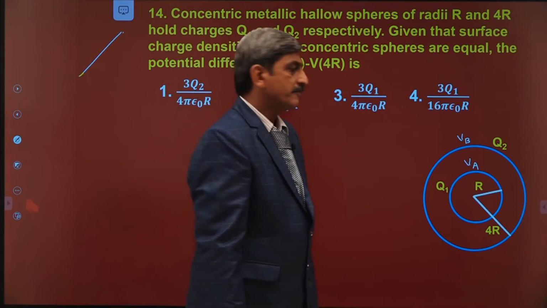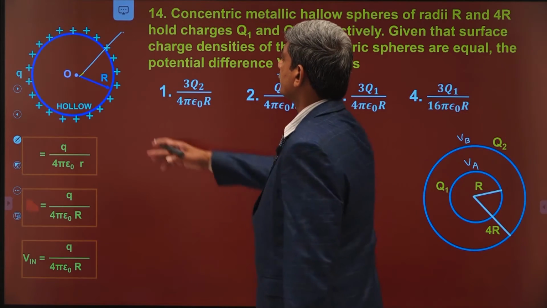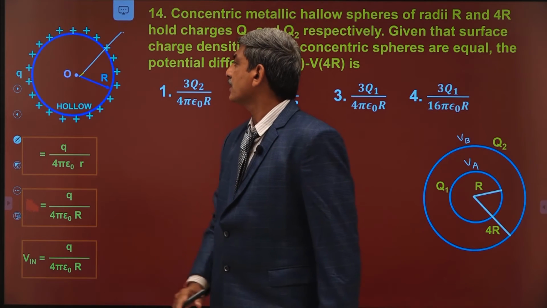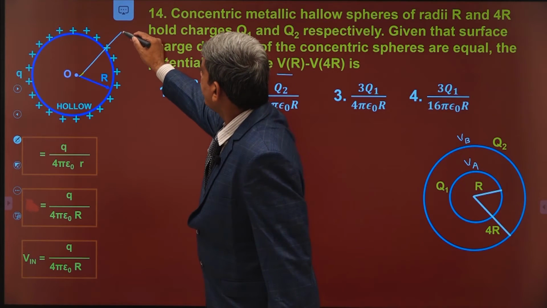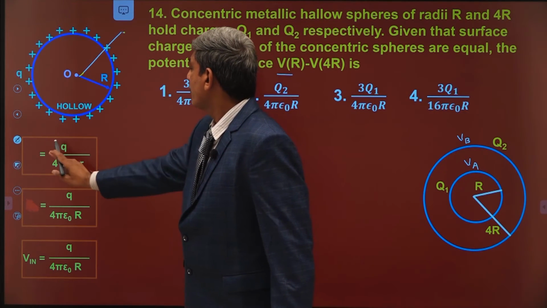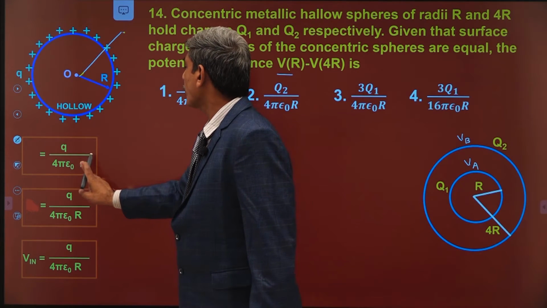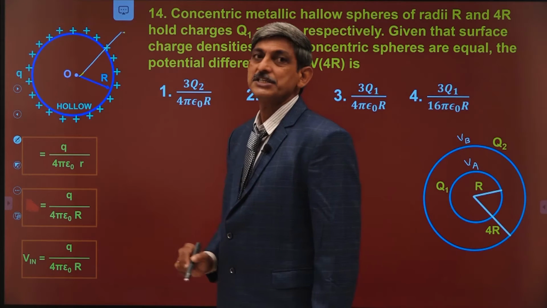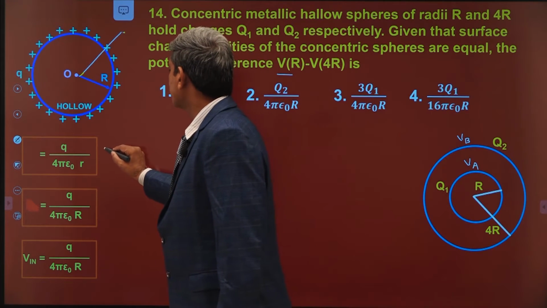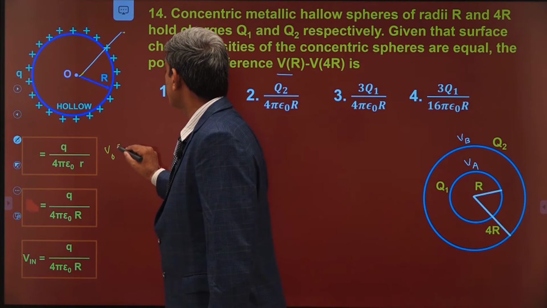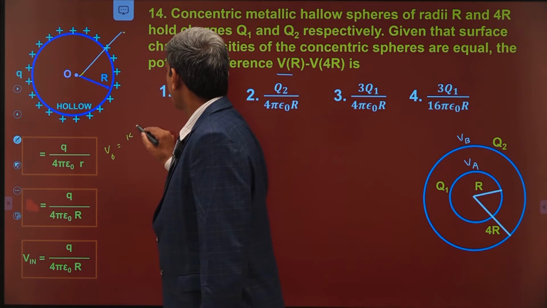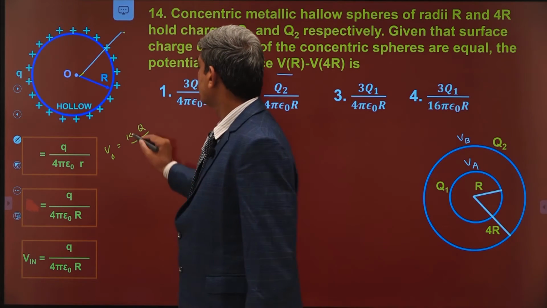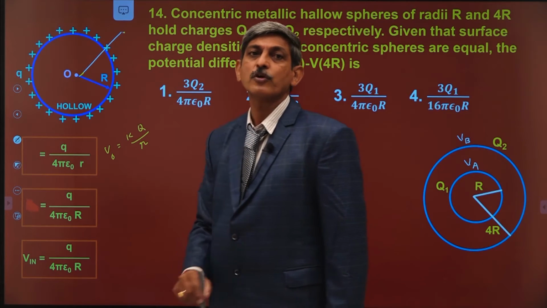In this problem, we want to determine the potential difference between VA and VB. For that, let us see the concept. Here, in the case of a charged hollow sphere, the potential at a point outside the sphere is given by V is equal to Q by 4 pi epsilon naught R. Here, R is the distance of the point. For simplicity, we can also write it as V out is equal to K Q divided by R. Here this K is equal to 1 by 4 pi epsilon naught.